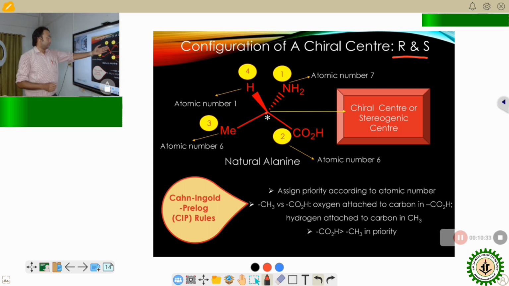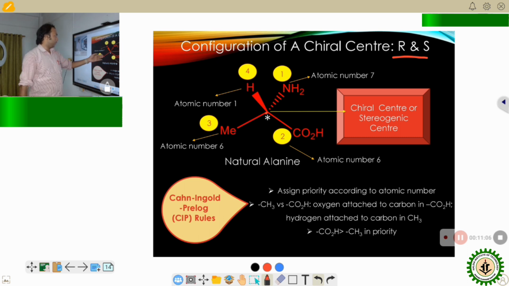So we have an amino group here, a CO2H group here, a methyl group here, and a hydrogen here. Now this is the structure of natural alanine. So we see the 4 different groups and 4 different atoms. What this rule says for determining the R and S configuration is that first we have to consider the atomic numbers of the 4 different groups.